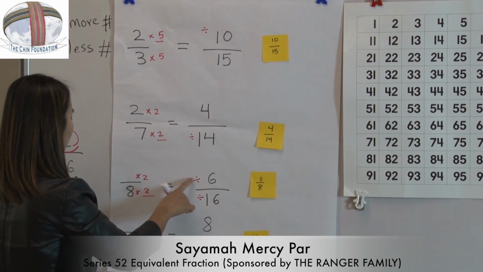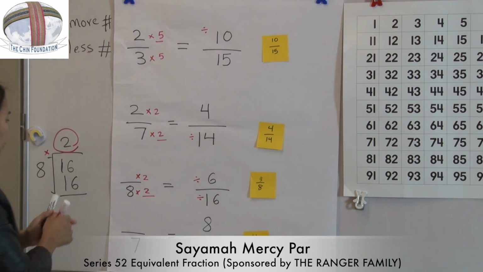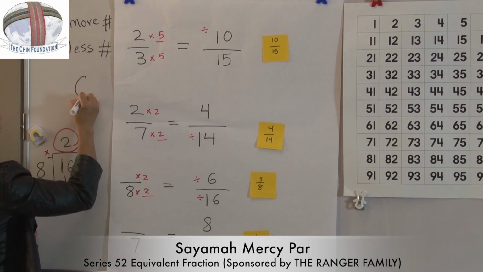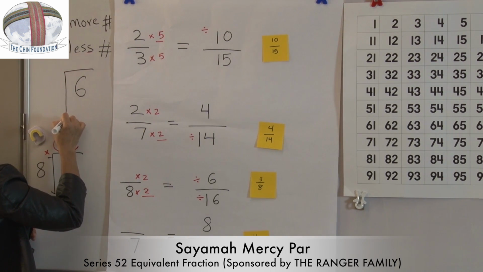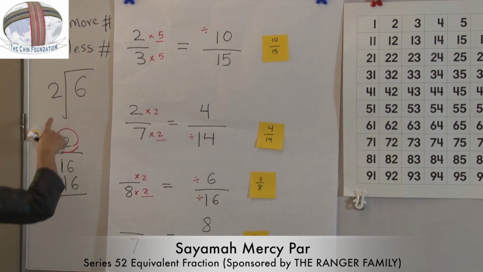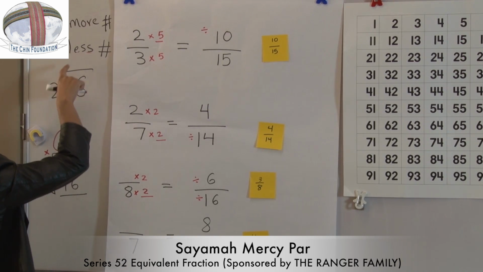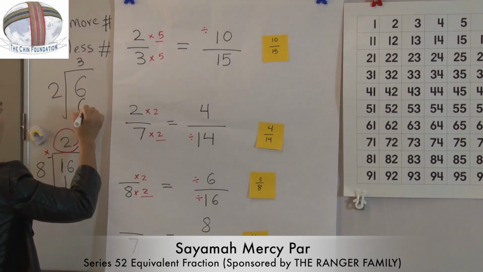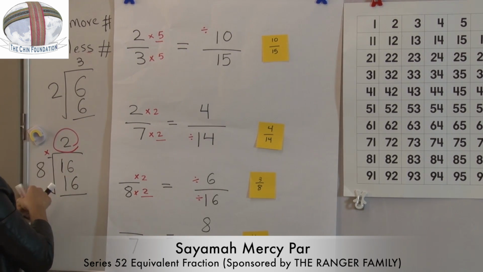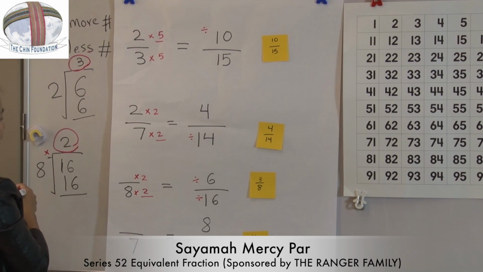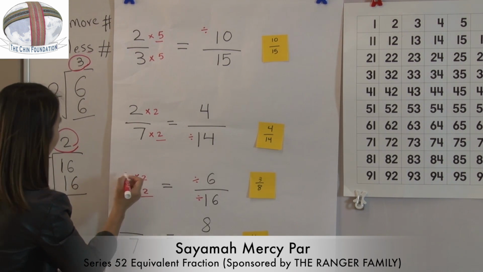Okay. 6 divided by 2. Okay. 2 times 1 is 2. 2 times 2 is 4. 2 times 3 is 6. Okay. 3 here. Answer C.